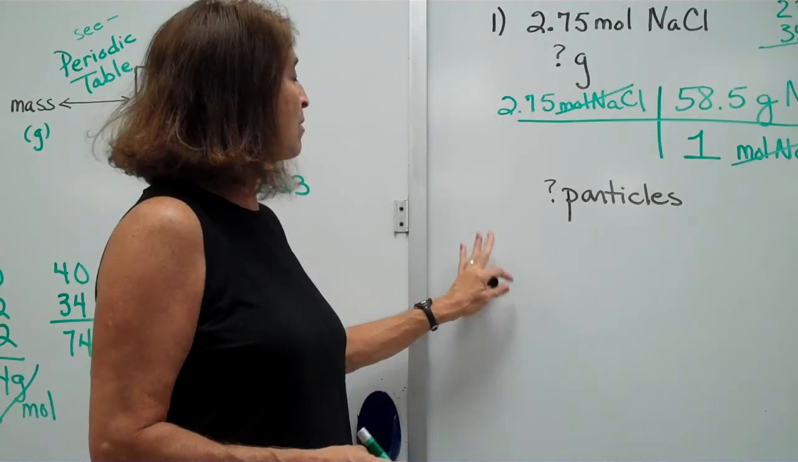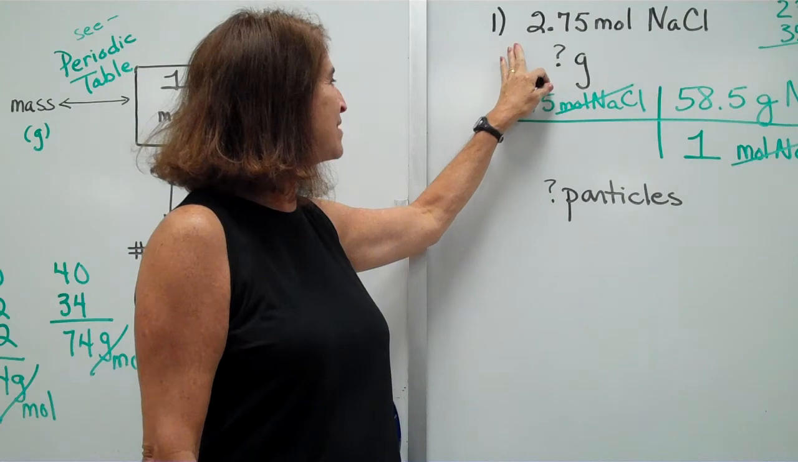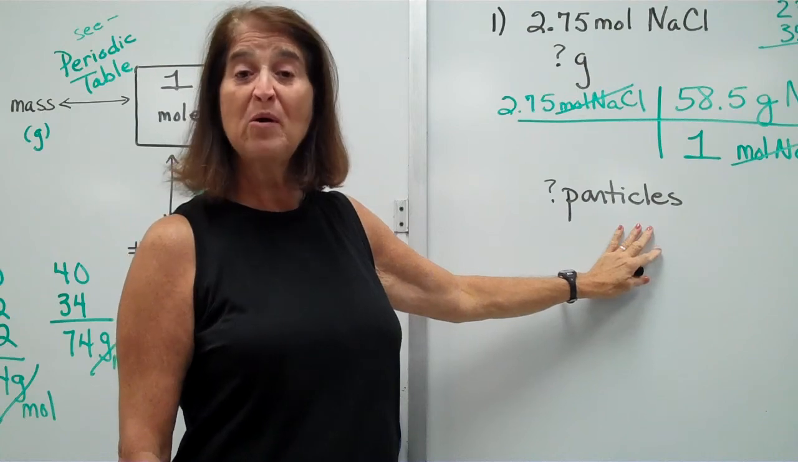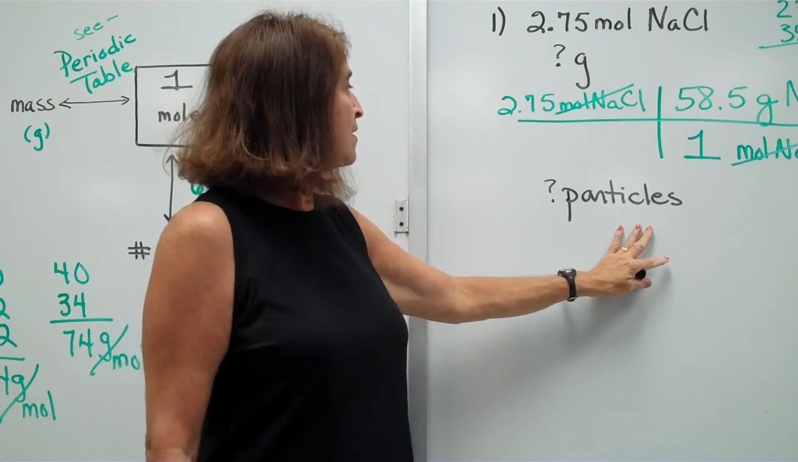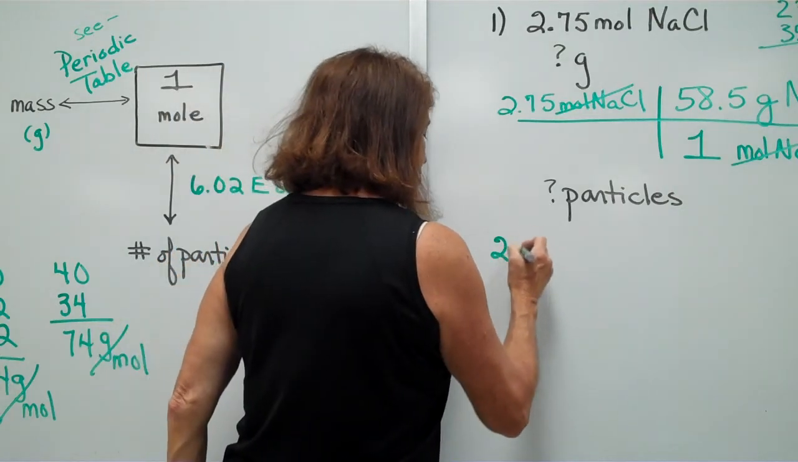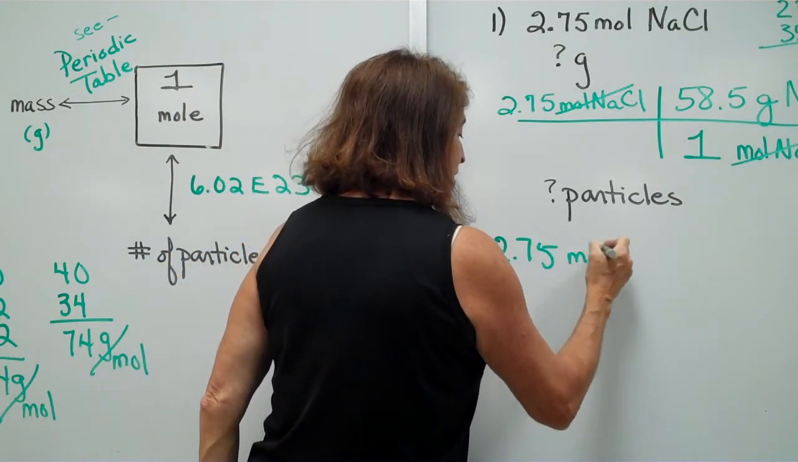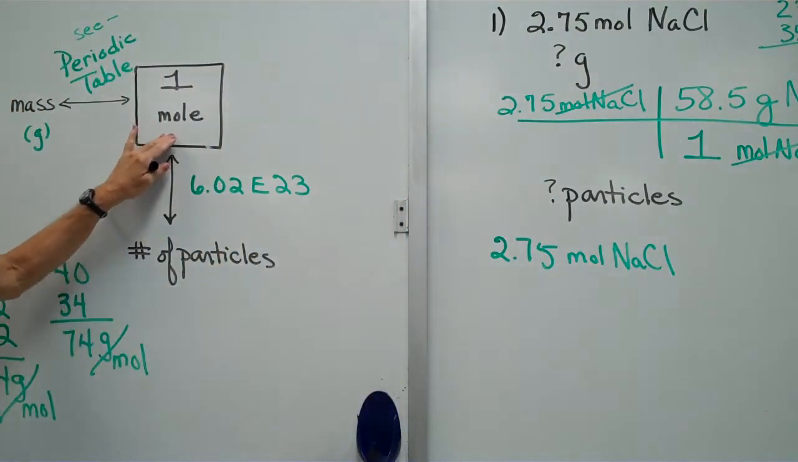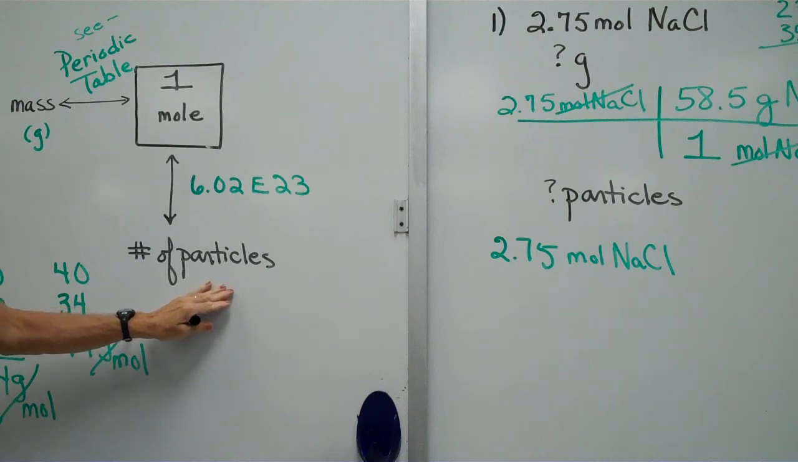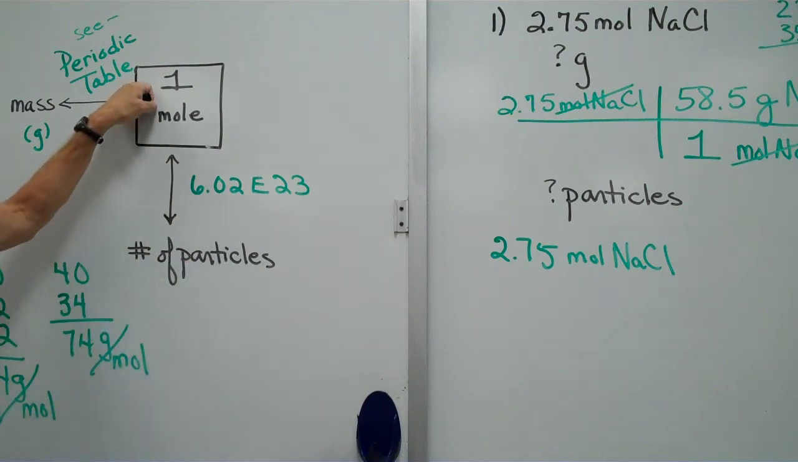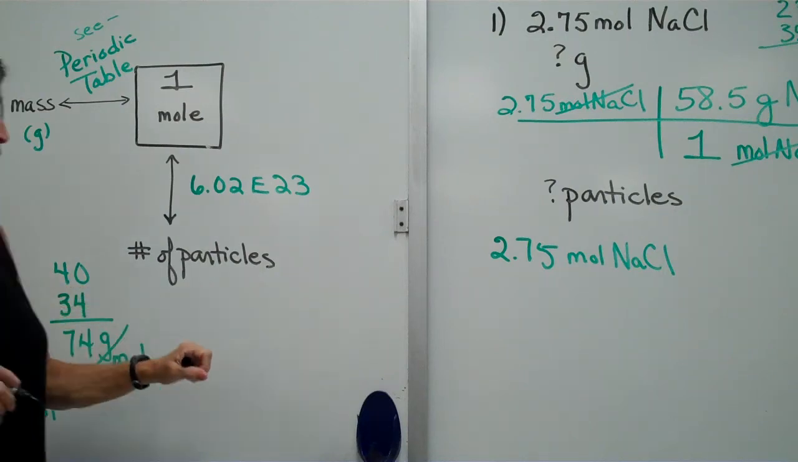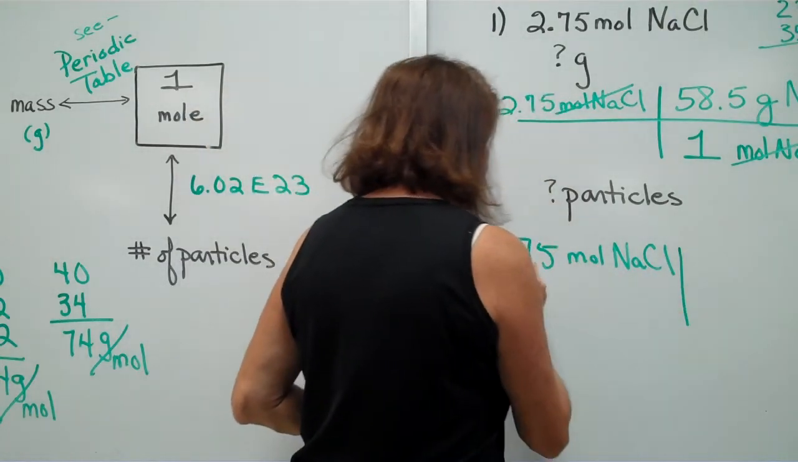Let's look at this next problem, which says if I have 2.75 moles of NaCl, how many particles, how many empirical units, would I have? So I'm starting off with the same number, 2.75 moles of NaCl. Look at where I'm starting again on my flow chart here. I have this many moles of sodium chloride, but this time I want to go here to the number of particles. Moving from moles to particles is a one-step problem. Therefore, I need a one-step block.